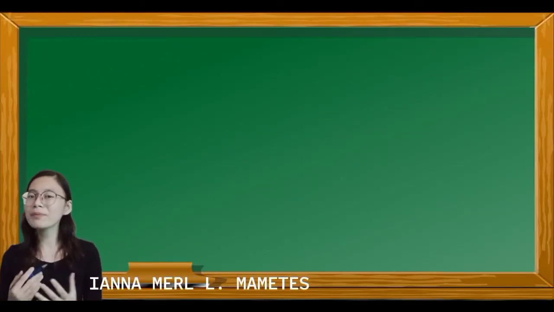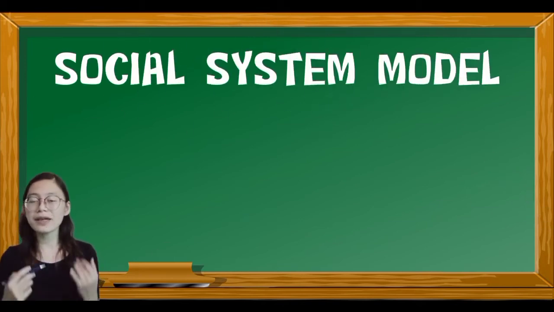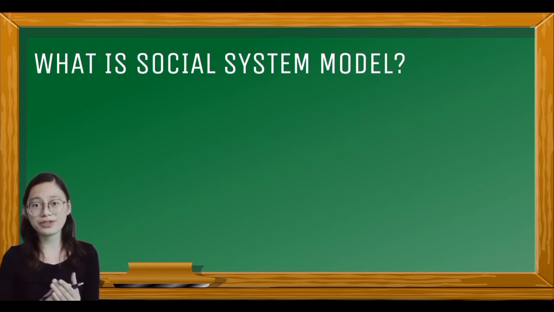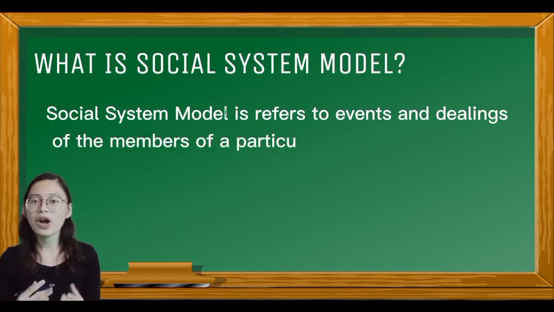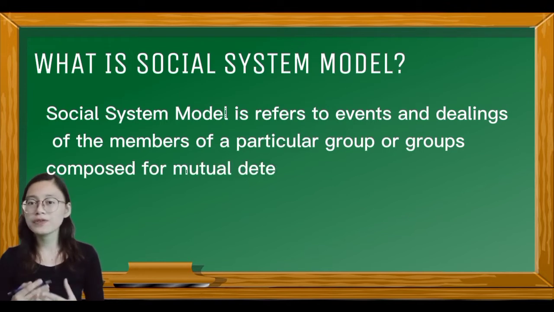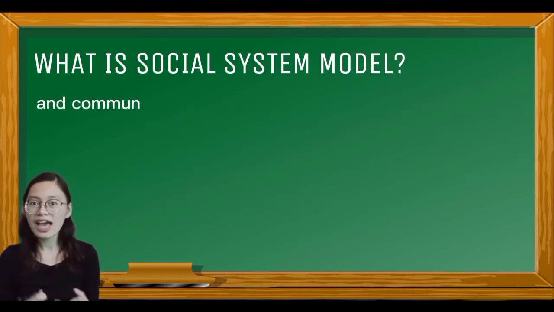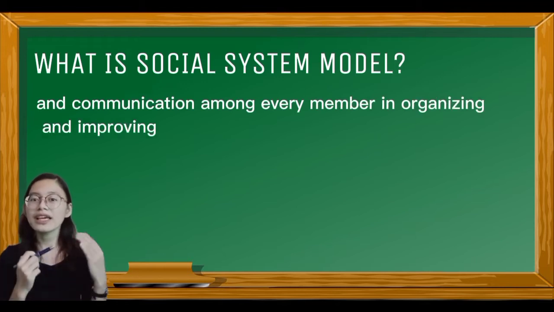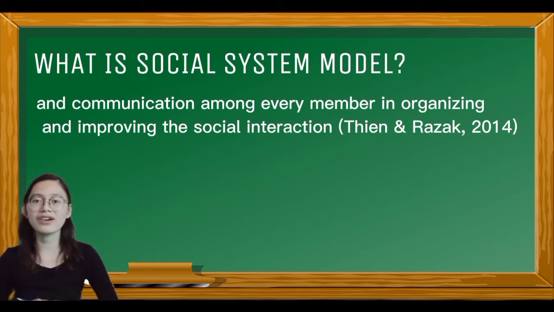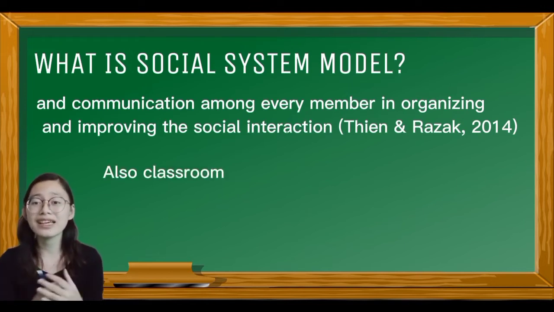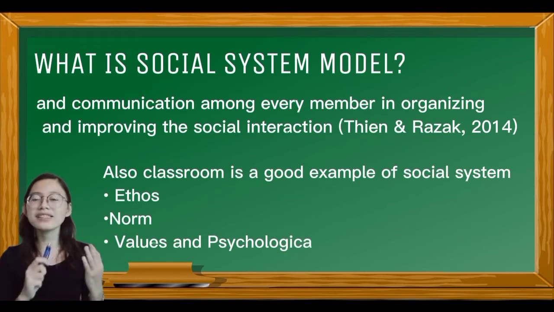Again, my name is Ayanamur Alma Matas, the assigned reporter in Lesson 1 in Module 2, which is entitled Social System Model. So what is social system model first? When we say social system model, it refers to events and dealings of the members of a particular group or groups composed from mutual determination. Usually, in social system model, there's an interaction and communication among every member in organizing and improving the social interaction, according to Ten and Razak 2014. Also, classroom is a good example of social system, which has an ethos, norms, values, and psychological aspect.